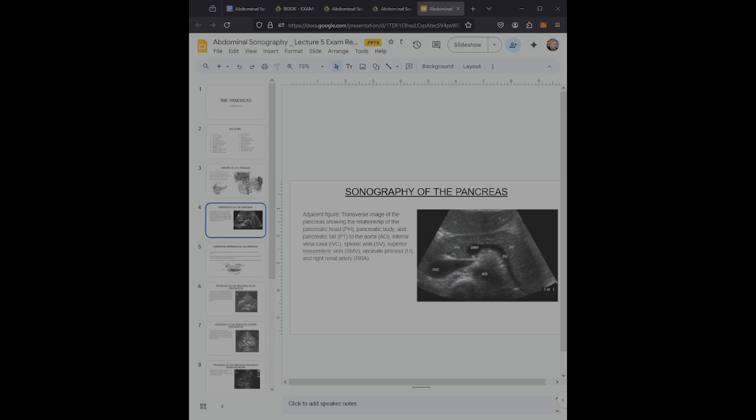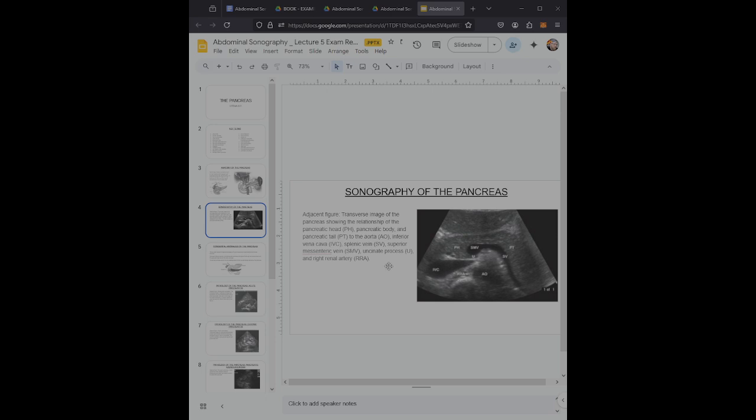The anterior-posterior diameter of the main duct should not exceed 2 millimeters. We can also employ color Doppler imaging, and we typically measure the pancreas in AP dimensions. Normal measurements of the head and body are between 2 and 3 centimeters, while the tail should measure between 1 and 2 centimeters.